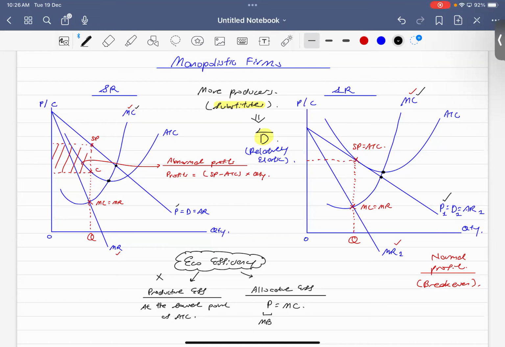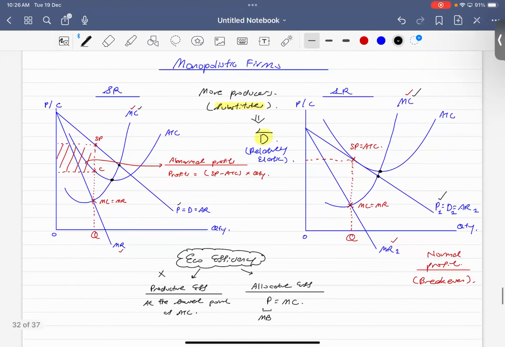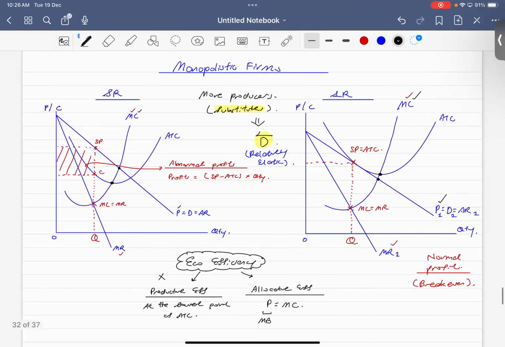So that's the only graph you need to know for monopolistic firms: one for the short run and one for the long run. The short run shows that they are able to earn abnormal profits, but in the long run, because of more producers, more competitors with more variety of substitutes, it ends up with normal profits only. So they are not allocatively efficient either.